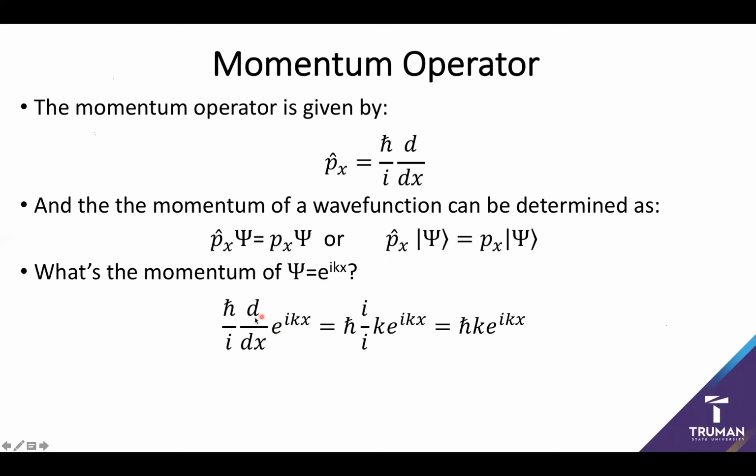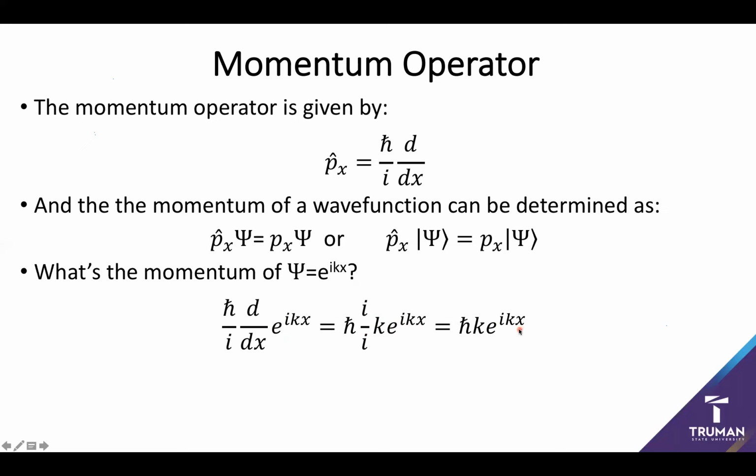So for that, I need to apply my first derivative with respect to position. When I do this, what I get back is h bar over i, because this stays unaffected. And now I get ik from the first derivative, and then I get back e to the ikx. So ik e to the ikx. And here we are lucky to have this wonderful scenario where we have i over i, which is just 1. So we're left with h bar times k e to the ikx.